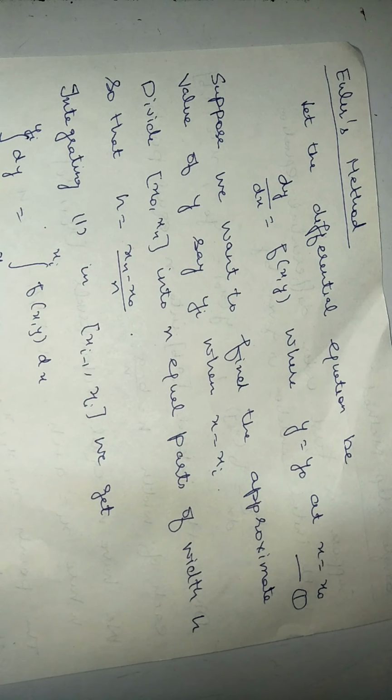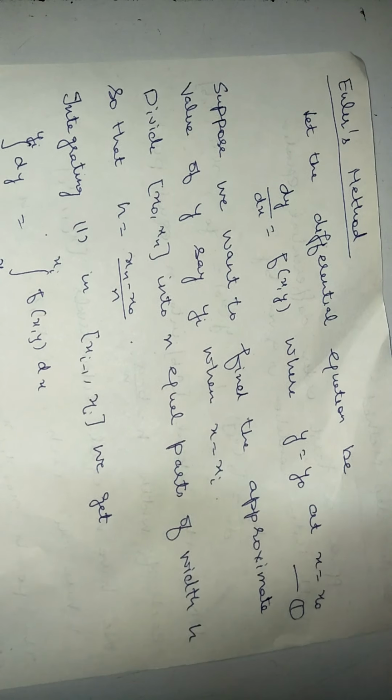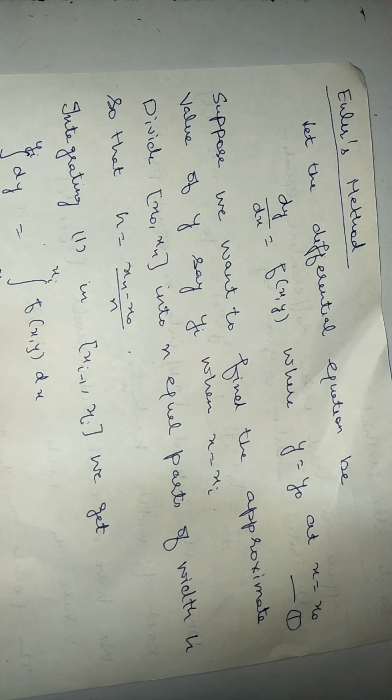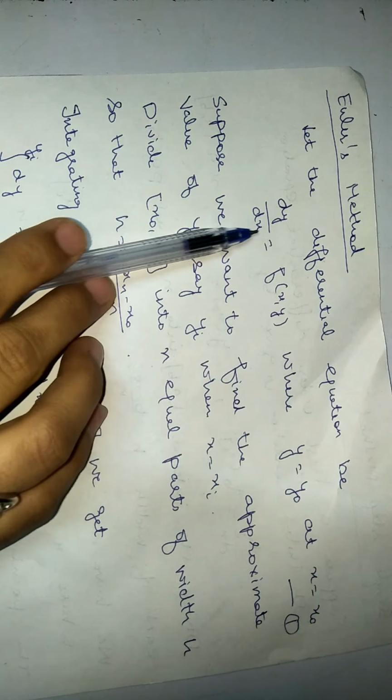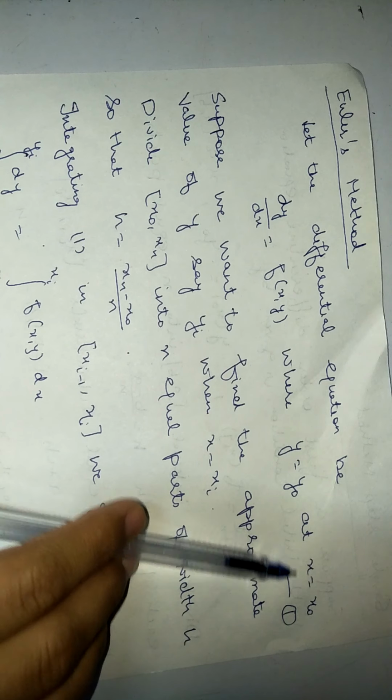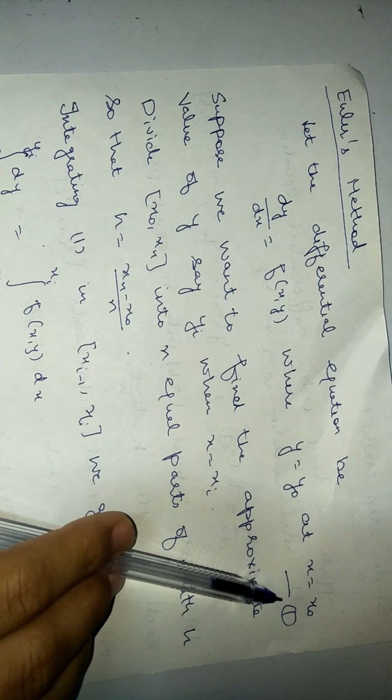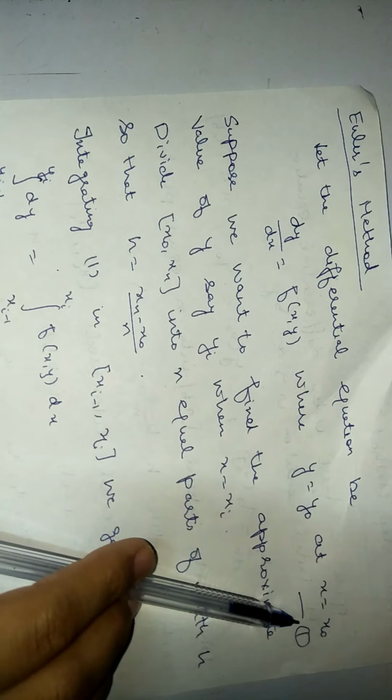Today we are going to discuss Euler's method. First of all, we check what is Euler's method. Let the differential equation be dy by dx equals f of x comma y, where y equals y naught at point x equals x naught. We write it as our equation number 1.